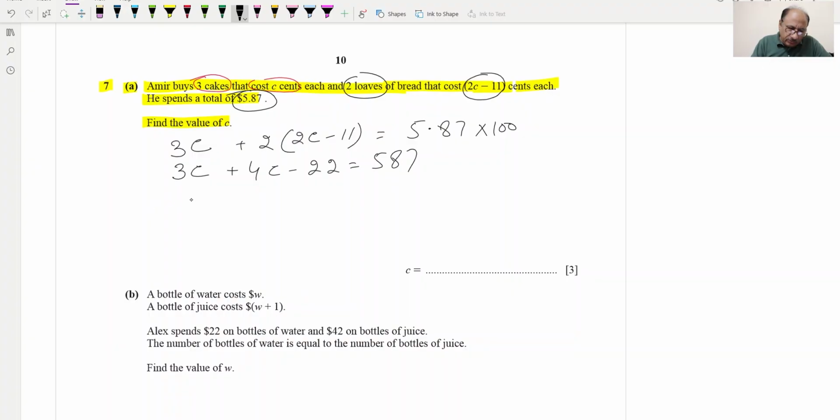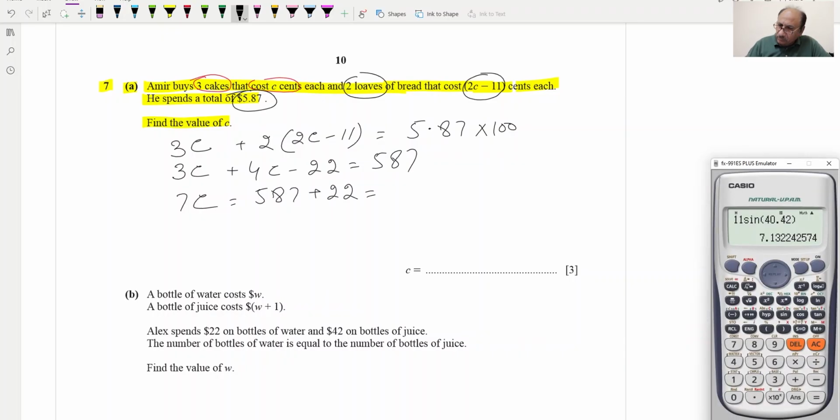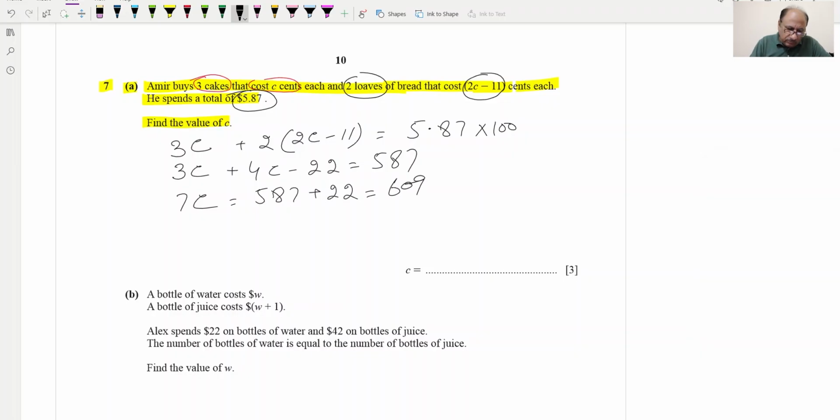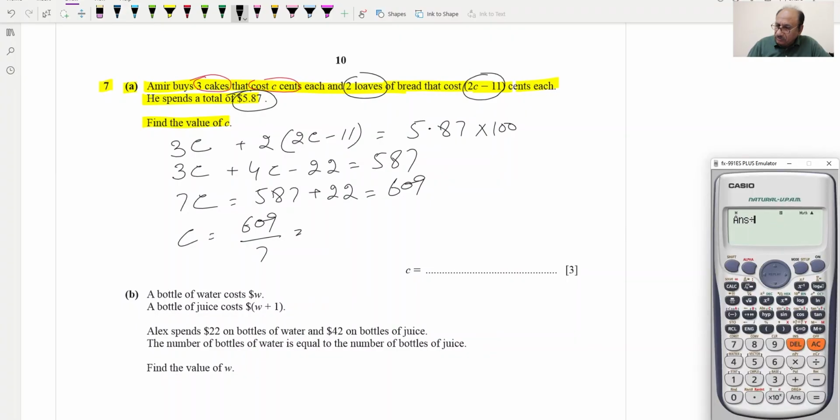Now 3C plus 4C will be 7C. So 7C is equal to 587 plus 22, and 587 plus 22 is equal to 609, and C will be equal to 609 divided by 7, which is equal to 87.